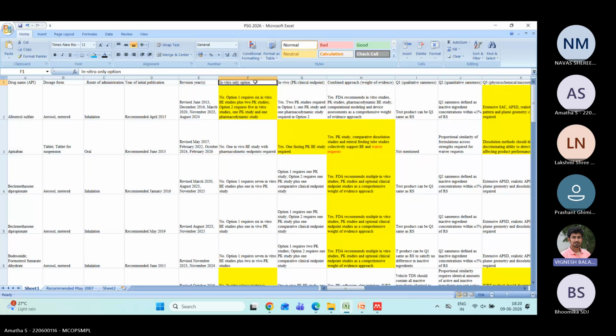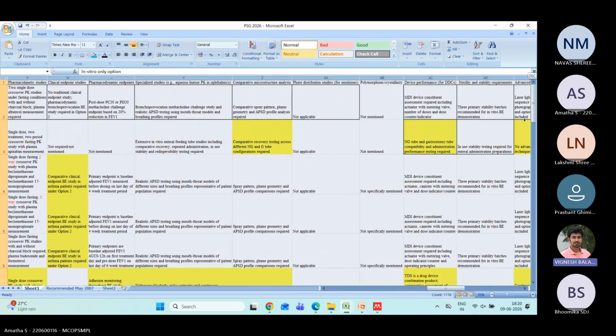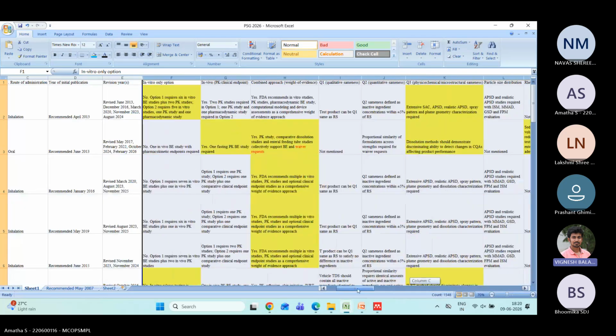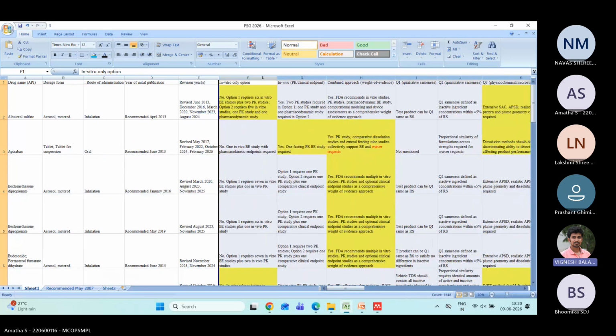But here from F column, you can see this is what we have extracted from the guidelines. Nearly 23, 24, 36 columns are there where we extracted the contents. So here, what are the studies required for the particular class of drug? That is our objective.